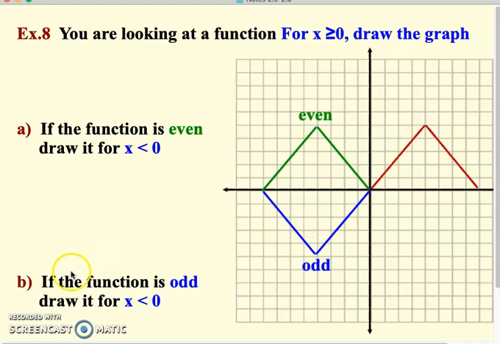Okay, that's the end of the notes for transformations. We'll call it good right there.